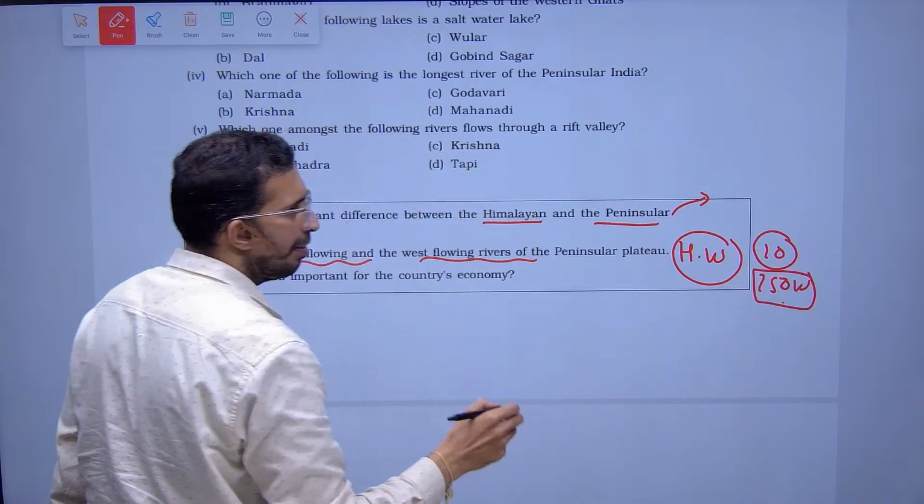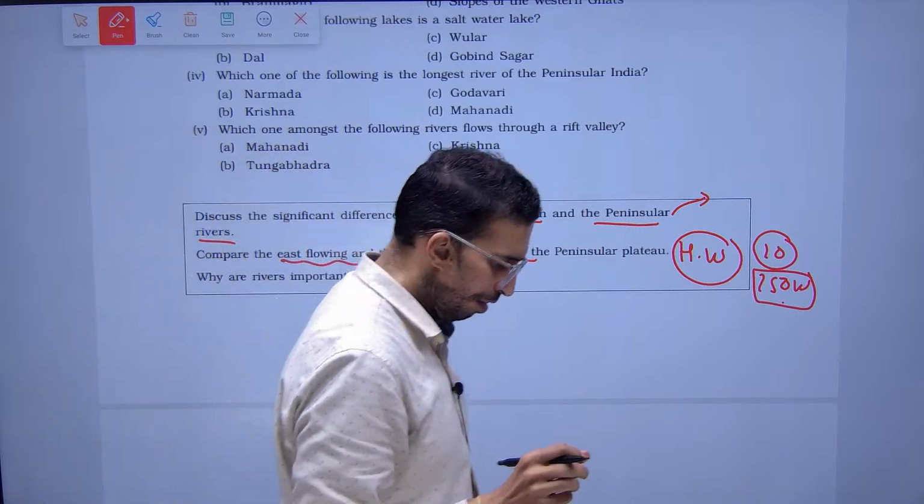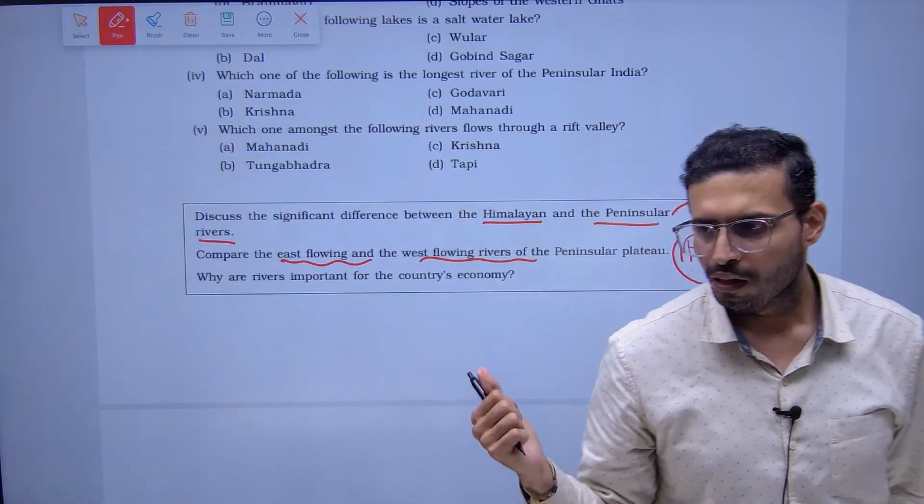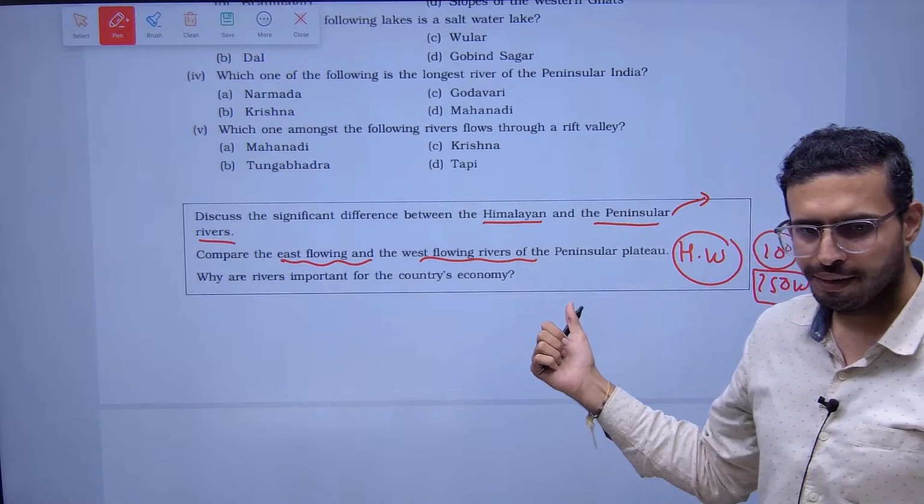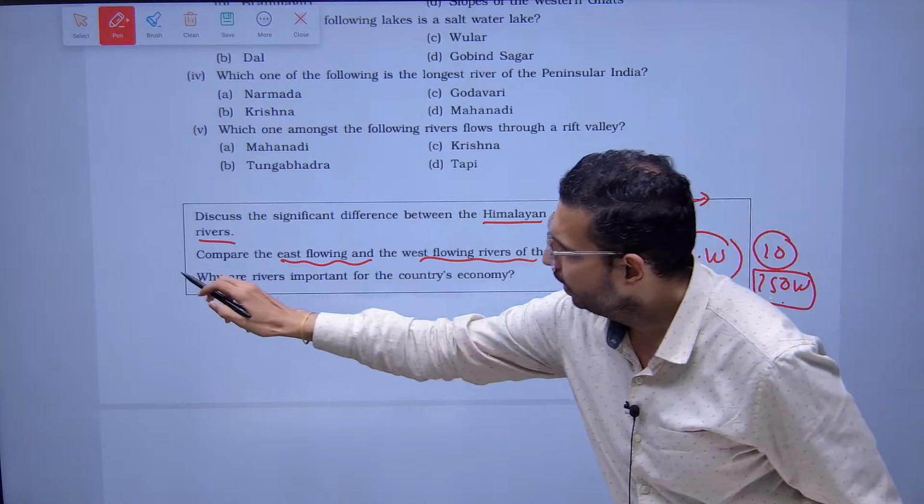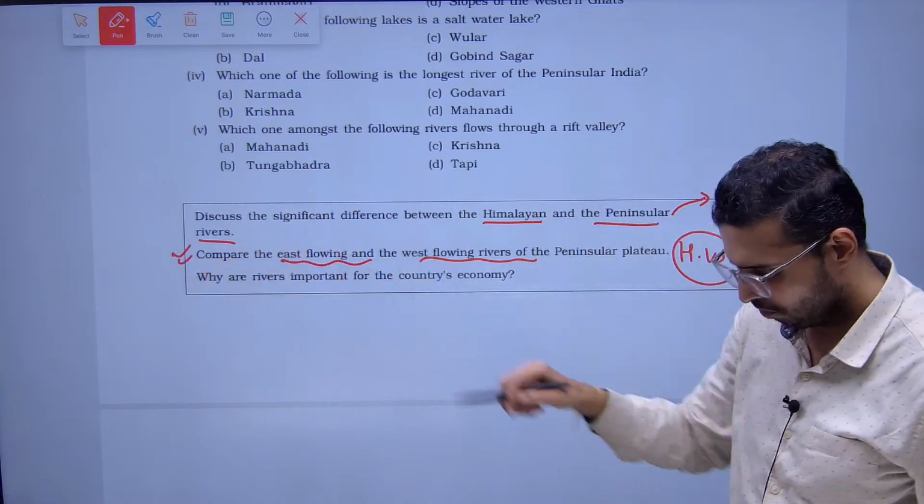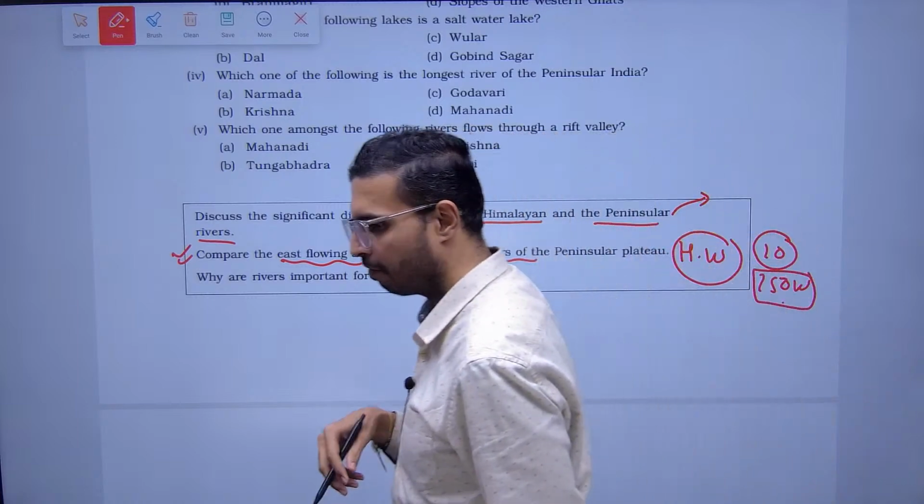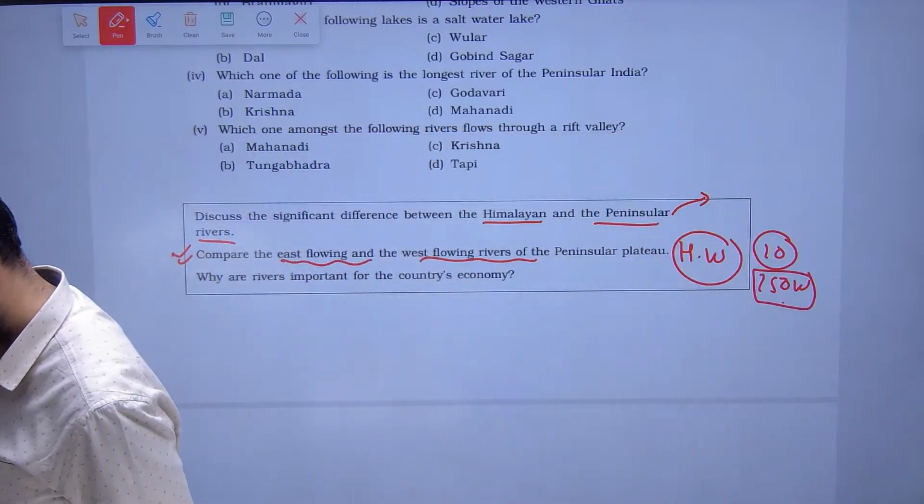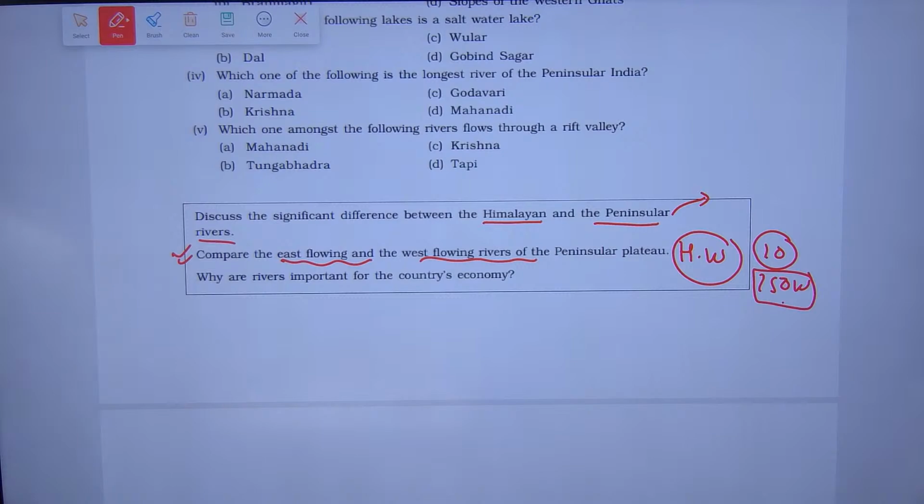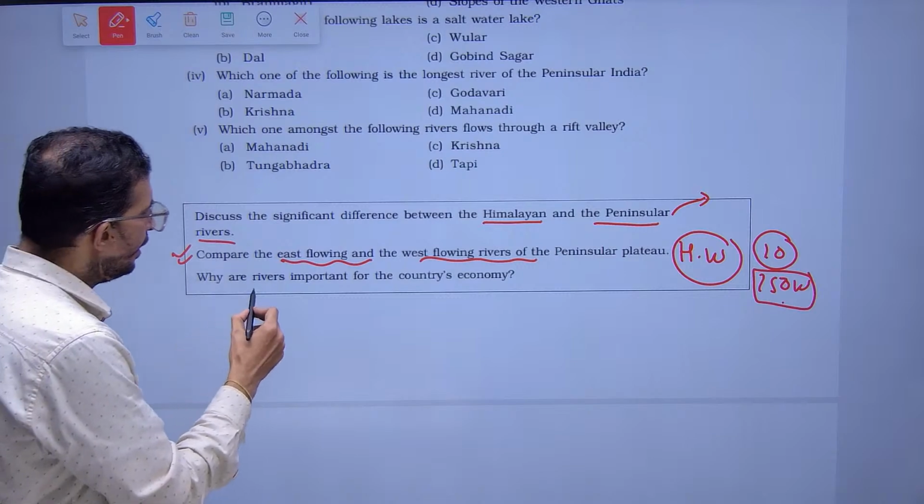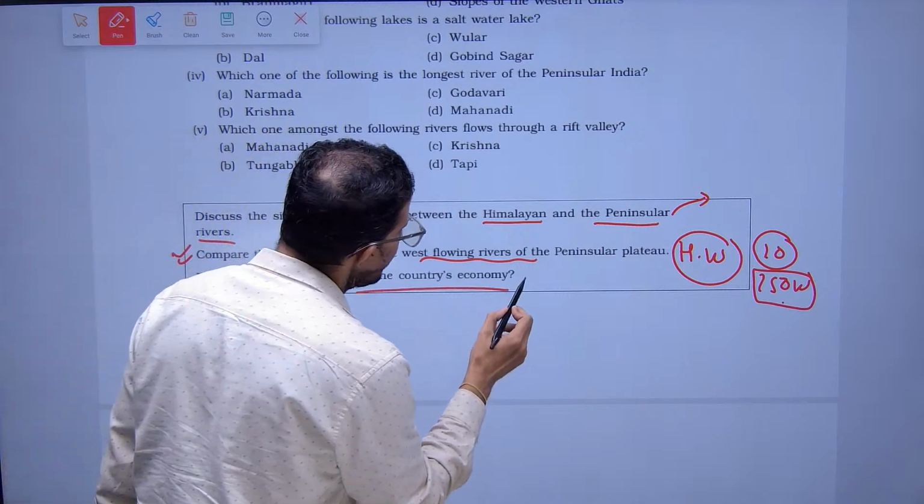Please take this seriously. When you write this answer, come to the institution, and we will have the one-to-one answer evaluation sessions. Then, why are the rivers important for the country's economy?